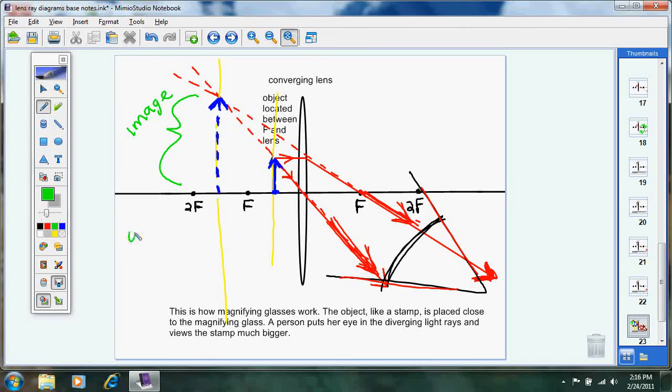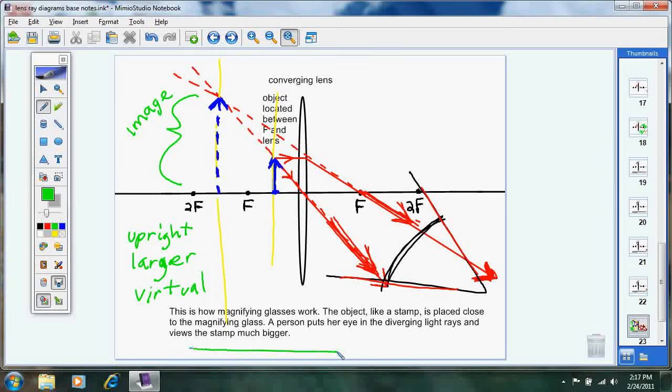And notice it's upright, it's larger, and it's virtual. There really isn't any light back there. It's just a fake out when you put your eye into the light.